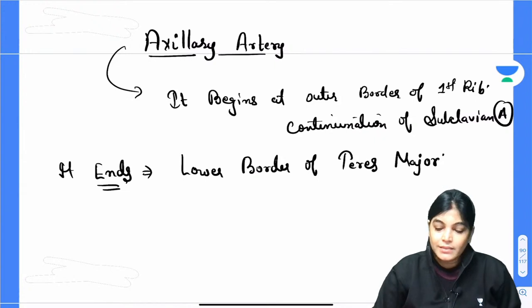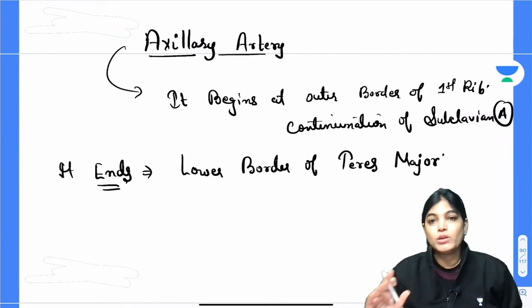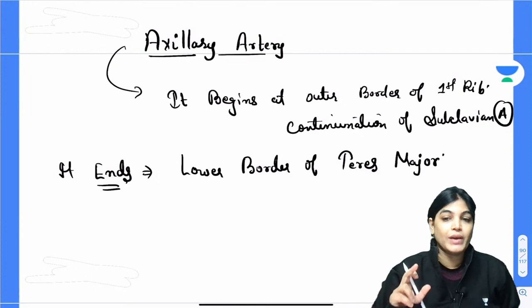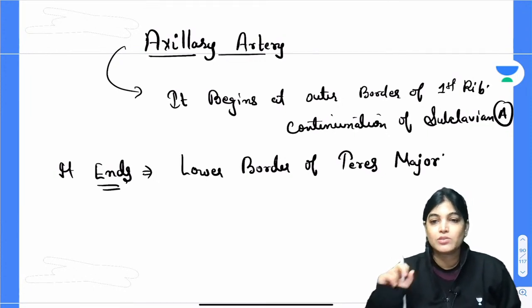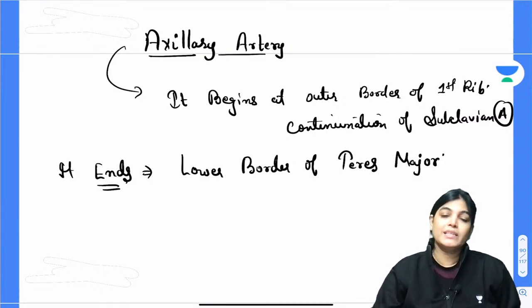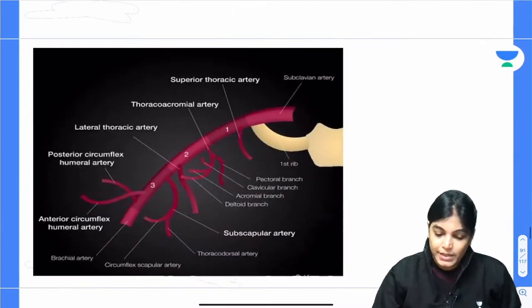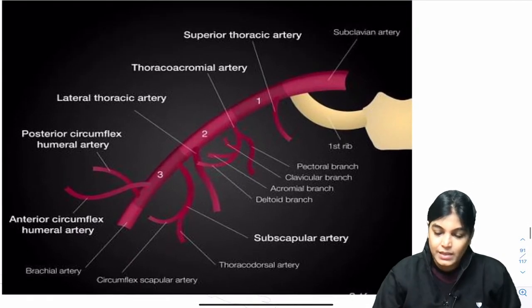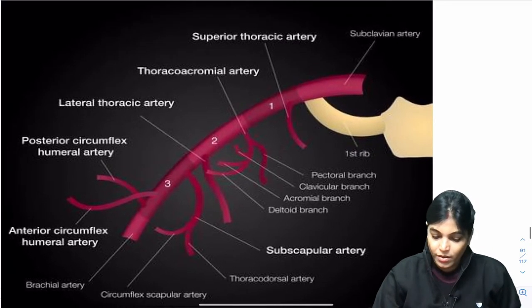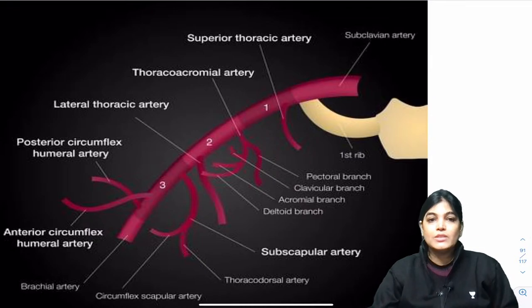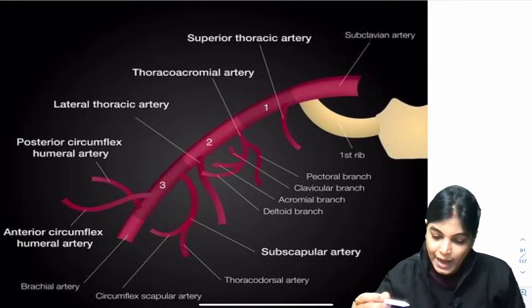There is also another important point: when I was taking the session on the pectoral region, I told you the pectoralis minor muscle is considered to be the key muscle of the axillary region. The reason is that it divides the axillary artery into three parts. So let's see this image. Let me enlarge this image so you can have an idea here.